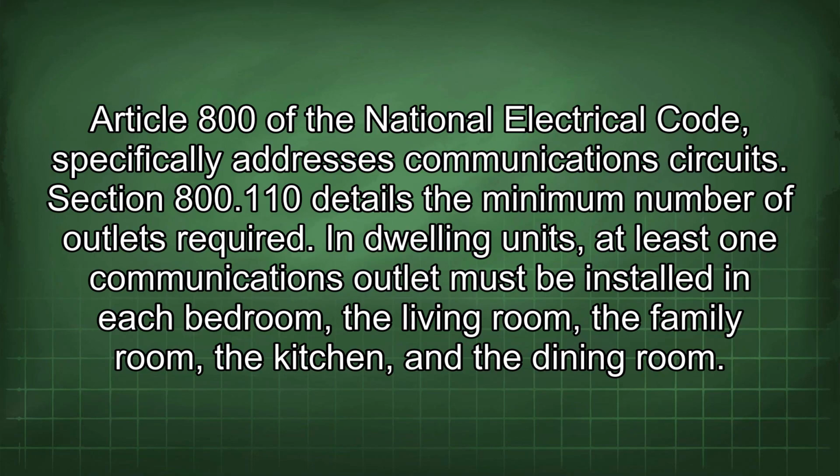Article 800 of the National Electrical Code specifically addresses communications circuits. Section 800.110 details the minimum number of outlets required. In dwelling units, at least one communications outlet must be installed in each bedroom, the living room, the family room, the kitchen, and the dining room.